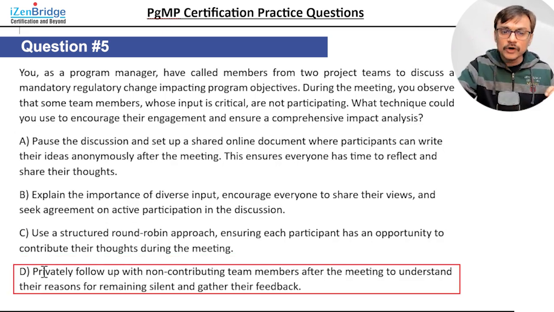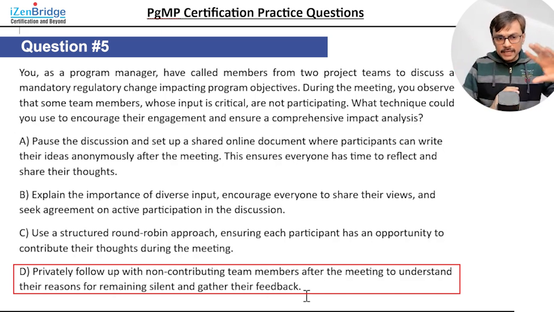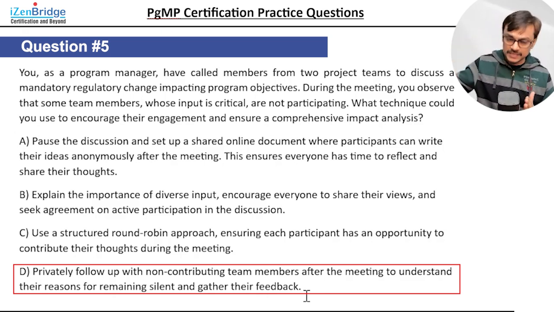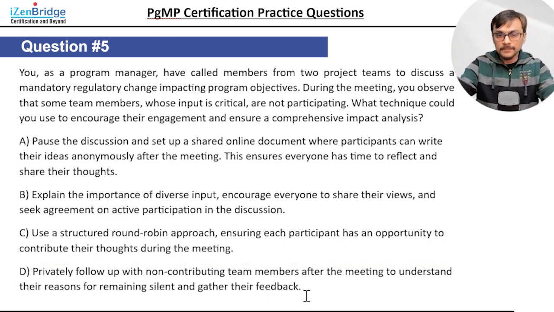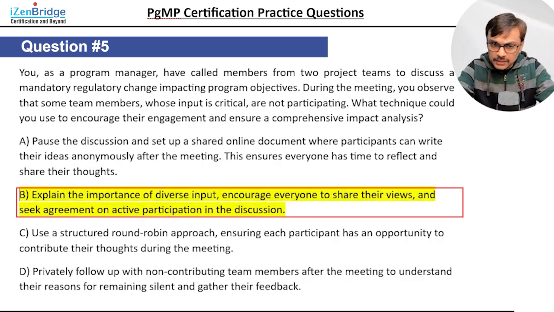D, privately follow up with the non-contributing team members after the meeting to understand their reasons for remaining silent and gather their feedback. So I would say A and D can be done, but I have to choose something right now out of B and C, because I am in a meeting. I don't want to focus on post-meeting things. And out of B and C, B gives me a better open-ended approach. I better go with that. So that's the answer from my perspective.